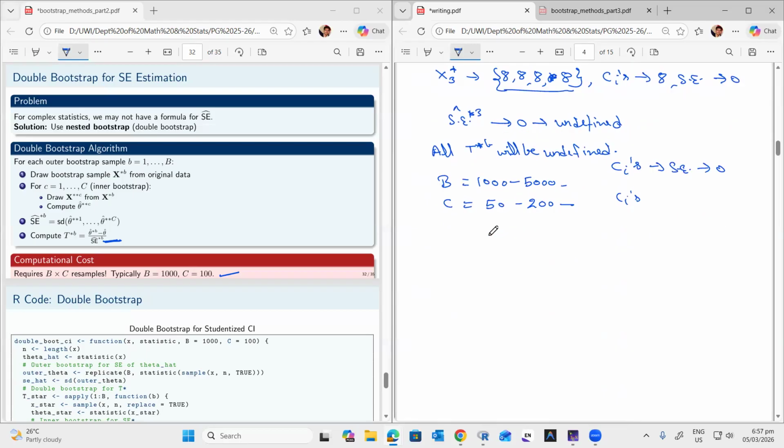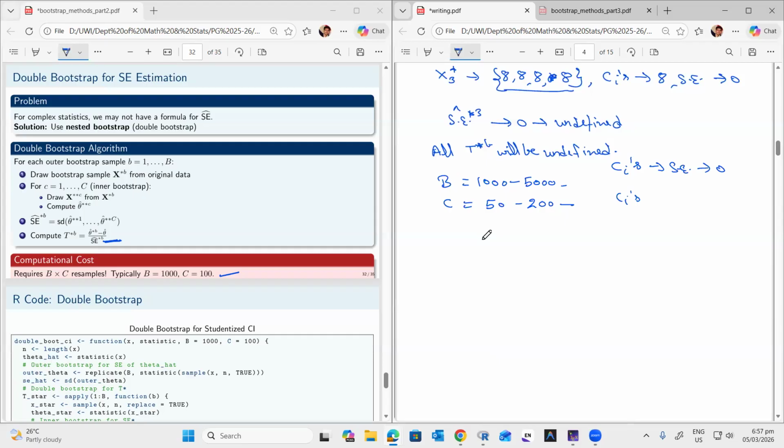First thing is to discard such B and reduce the B accordingly. Second thing is to set T star B to a large positive or negative number, for example plus infinity or minus infinity. That is not recommended, as it distorts the quantiles. Another point is to increase C to reduce the chance of zero variance. And the last point is to use a different statistic or a smooth bootstrap.